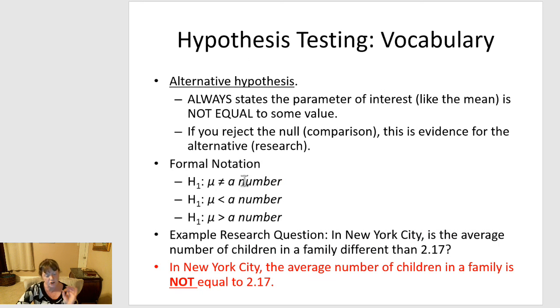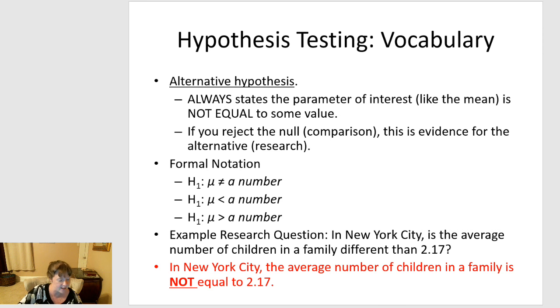And so an alternative hypothesis is always going to have some statement that your groups are different, that the people in New York City are different in terms of the number of children that they have than the US in general, that their average is not equal to 2.17 as an example. That would be the non-directional, two-tailed alternative research hypothesis.